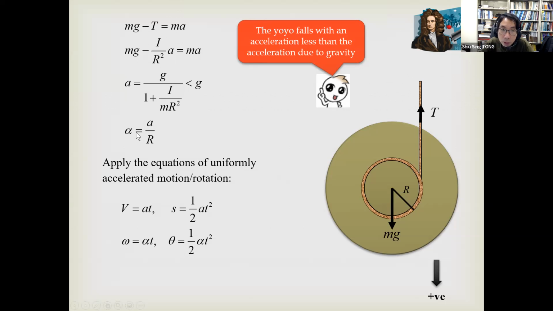Okay. If you want to find the angular acceleration, that's easy. You simply divide a by capital R. Now, in this situation, a and alpha are constant. And so if you want to find v and omega, or s and theta, you can simply apply the equations of uniformly accelerated motion or rotation. Because the yo-yo starts from rest, you don't have the initial angular velocity or linear velocity, and so you have this expression. You can simply apply them to find the velocity, angular velocity, linear displacement, or angular displacement at any time.